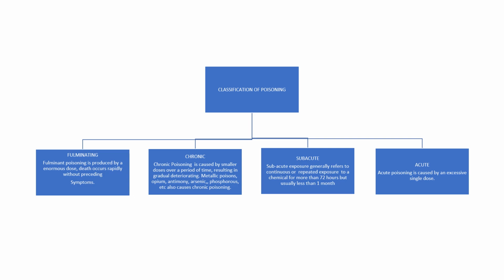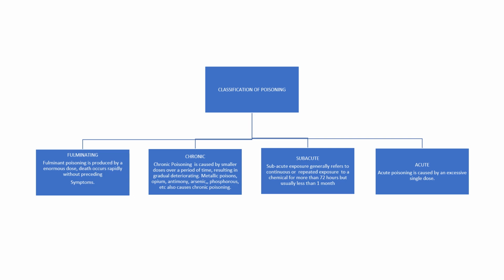Classification of poisoning. Poisoning is classified based on its nature. That is, it is classified into four types: fulminating poisoning, chronic poisoning, subacute poisoning, and acute poisoning. Acute poisoning is caused by an excessive single dose of any poison. Subacute is when there is continuous or repeated exposure to the poison or a chemical for more than 72 hours, but the time period is less than 1 month.